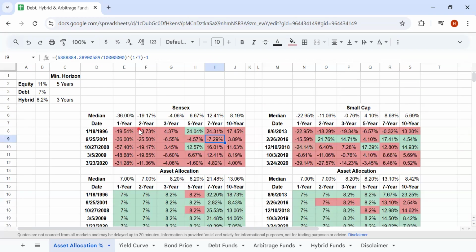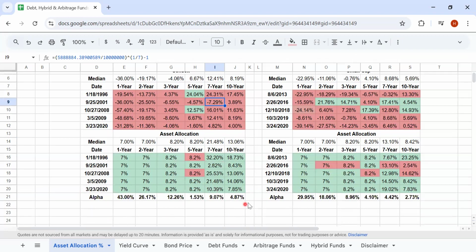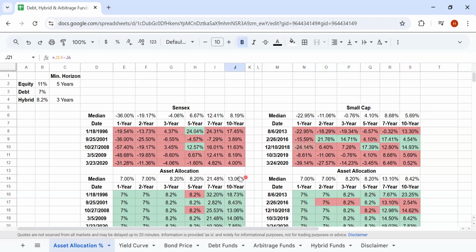If you look at the median returns, there is a huge amount of alpha. On a 10 year time, it is close to 5% of alpha. And these are 30 instances: six different time horizons and five major drawdowns.